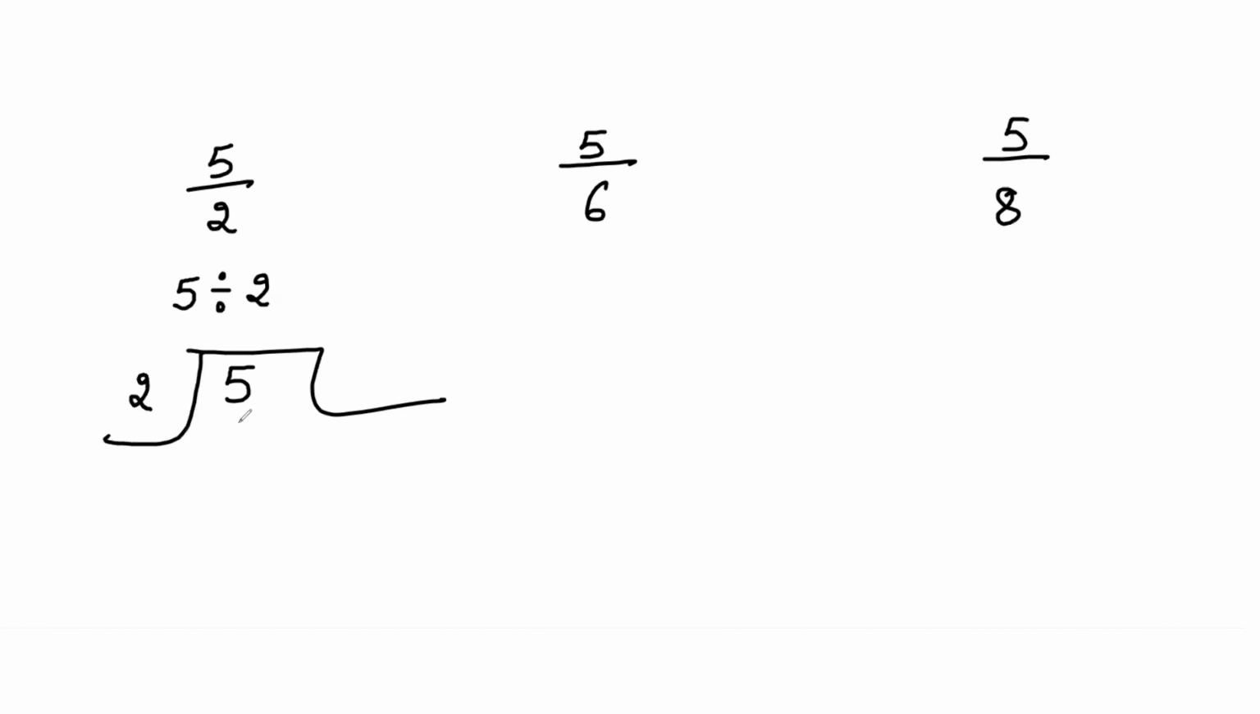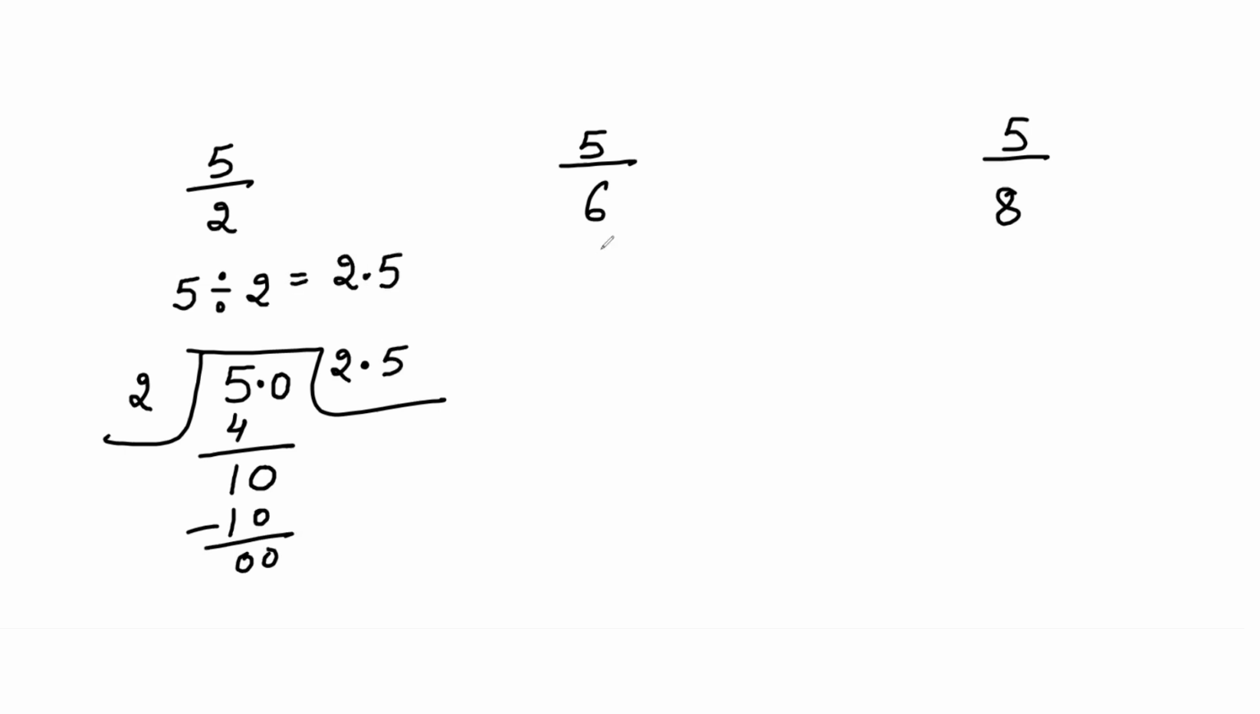So 2 2s are 4. I'll get 1 here. Since I cannot divide 1 by 2, I'll put a point in the answer. Once I put a point here, I can add a 0. If you are getting confused, you can also put a point here, and then add a 0. So now I'm getting that 0 here. 2 5s are 10. So the value is 2.5.